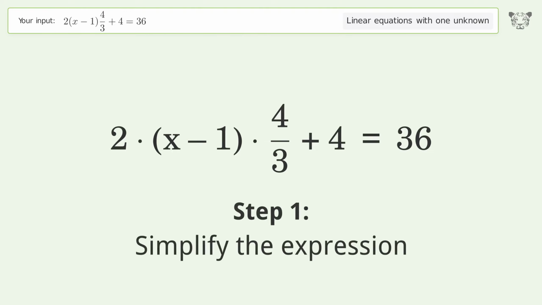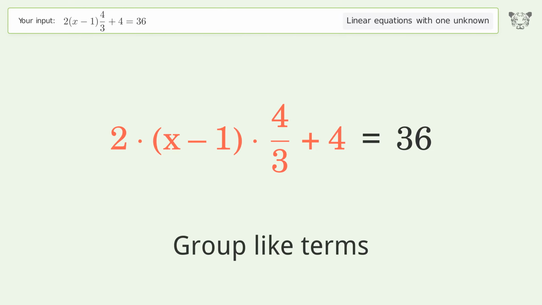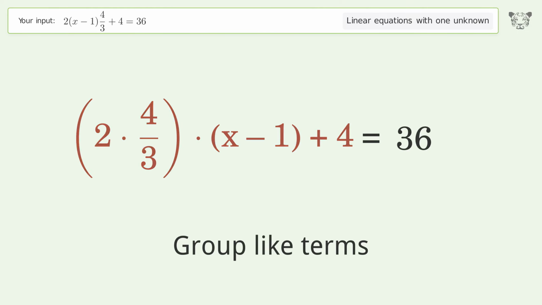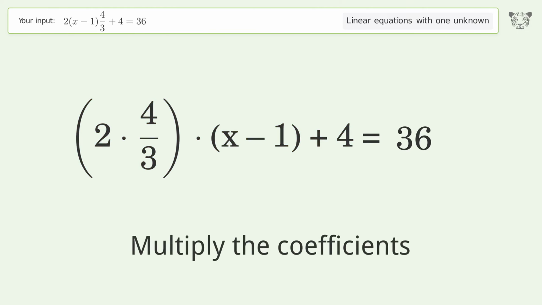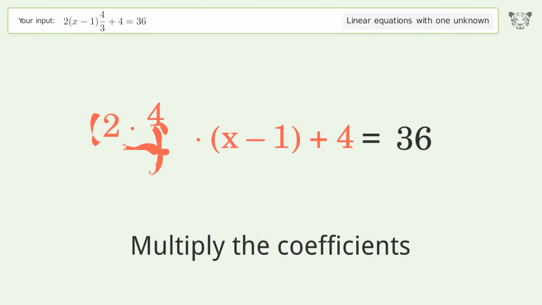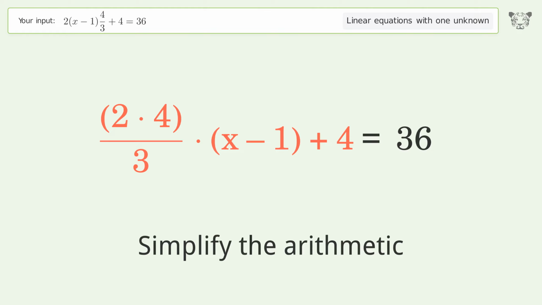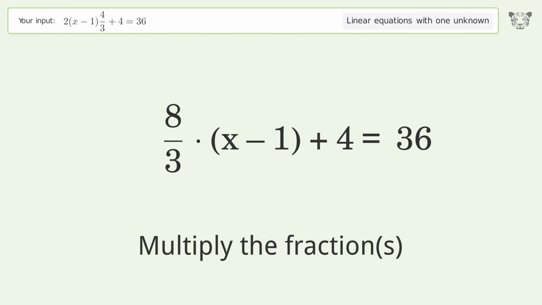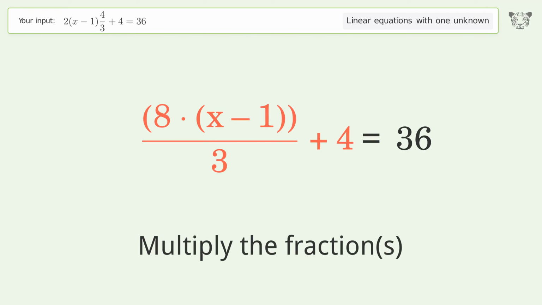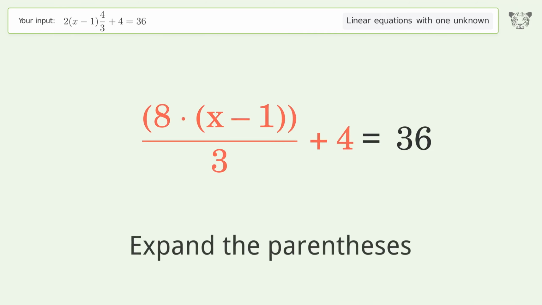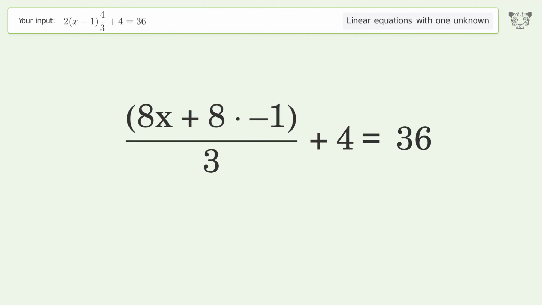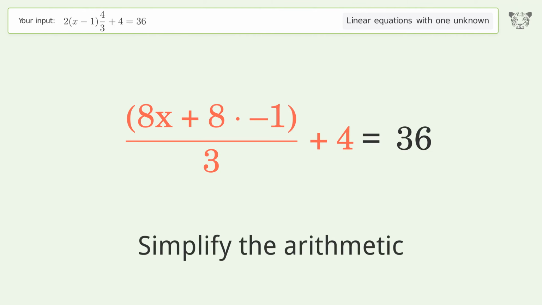Simplify the expression. Group like terms. Multiply the coefficients. Simplify the arithmetic. Multiply the fractions. Expand the parentheses. Simplify the arithmetic.